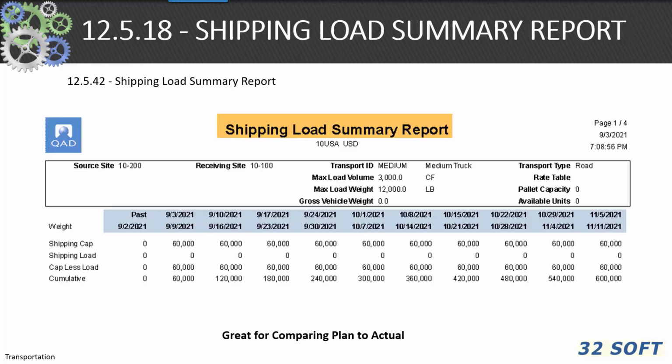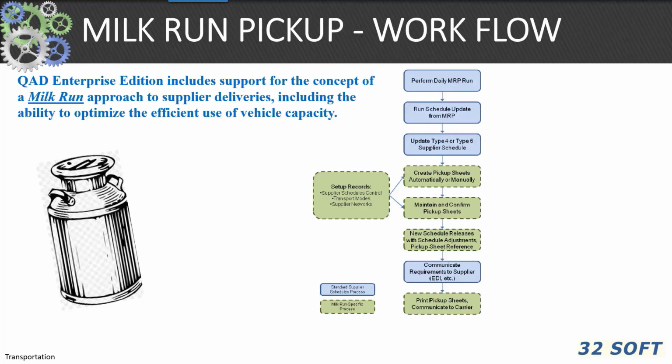The 12.5.18 shipping load report is great for planners and probably is the transportation planner's most important report. It's also good for comparing plan to actual. Run it often as a history process. Shipping capacity is becoming a bigger and bigger issue in the supply chain caused by COVID and supply chain disruptions. Another good tool for transportation management is what is called the supplier milk run functionality.